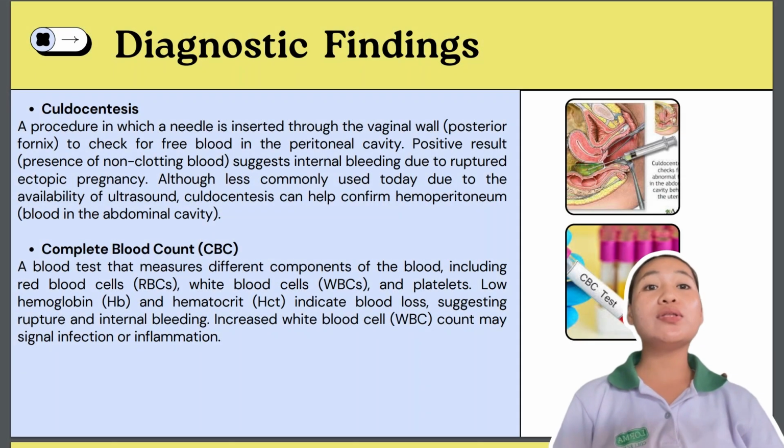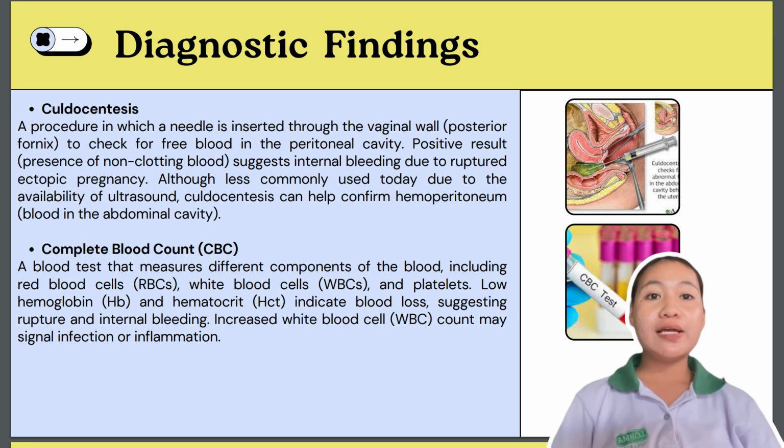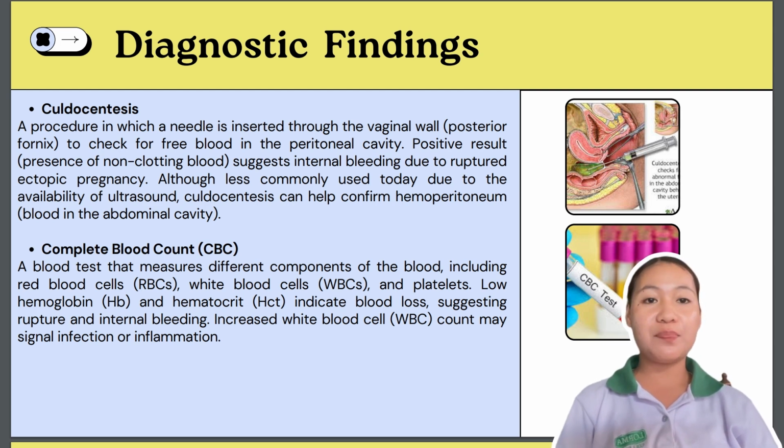Third is the culdocentesis. It is a procedure in which a needle is inserted through the vaginal wall to check for free blood in the peritoneal cavity. A positive result, or the presence of non-clotting blood, suggests internal bleeding, useful when ultrasound is unavailable. Culdocentesis can help confirm the hemoperitoneum, or the blood in the abdominal cavity.